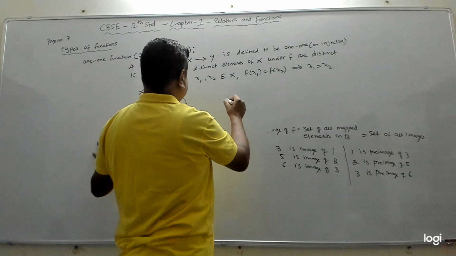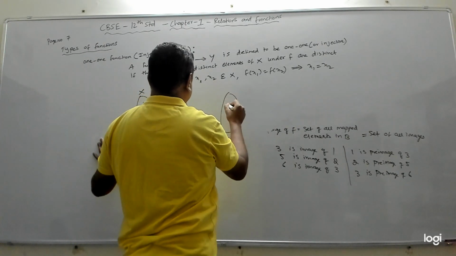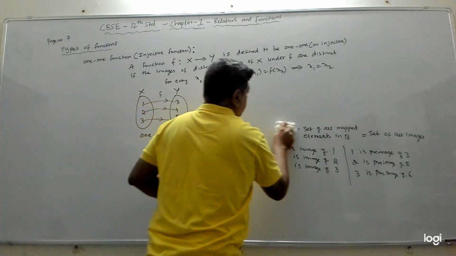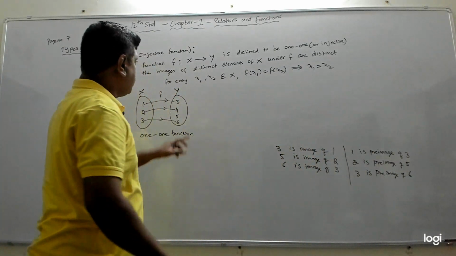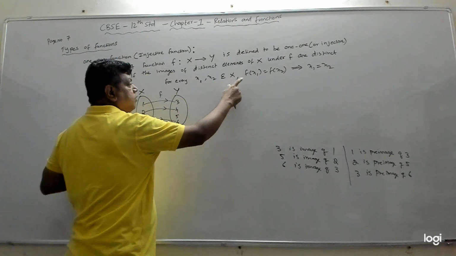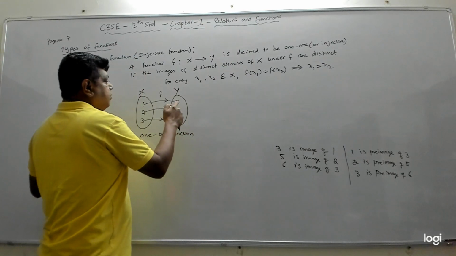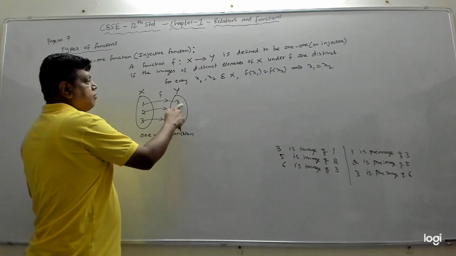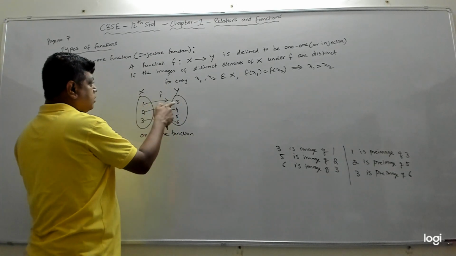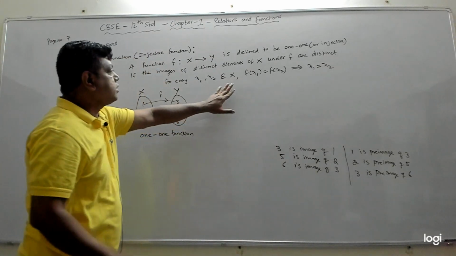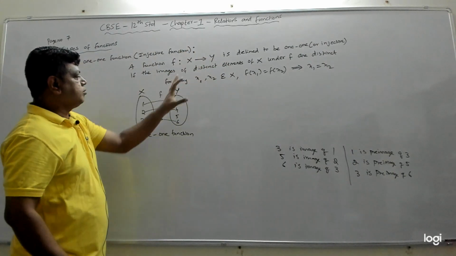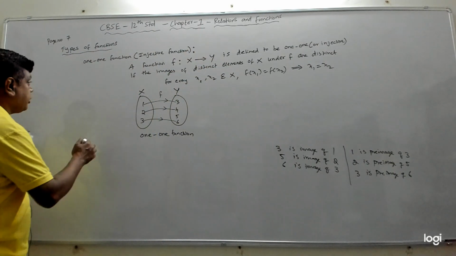Let me explain the other way as well. For every x1, x2 belonging to x, if f of x1 equals f of x2, which means the image is the same, here it is 3, then x1 should be equal to x2. I'll explain this using many-to-one, then you will be able to understand it. So this tells the same thing as before. So let's go to the many-to-one function.